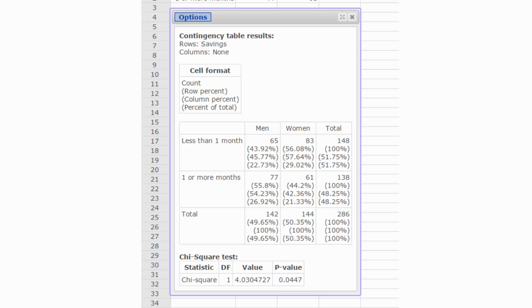The first question asks the probability of a randomly selected worker having one or more months of savings. In the one or more months row, that's what we're concerned with. We look at the far right cell, and we have 138 people, that's the count, in this category of the total of 286 people in the survey. The percent of total is the last number in this cell, 48.25%, stated as a probability, 0.483.